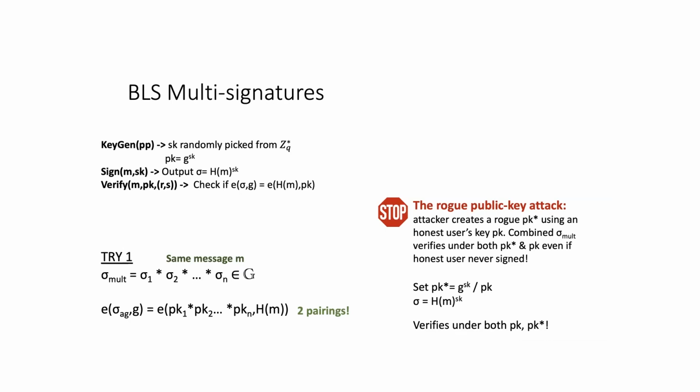So the idea is that if an attacker just knows the public key of a user, they can set their own public key to be pk star equals z2 to the sk star over the public key of the user, where sk star is the secret key of the attacker. Signing this way with just their own secret key, the signature will verify under both pk and pk star. So it will look like the honest user also signed this signature. Okay? So this is actually a problem. We wouldn't like to be able to do that.